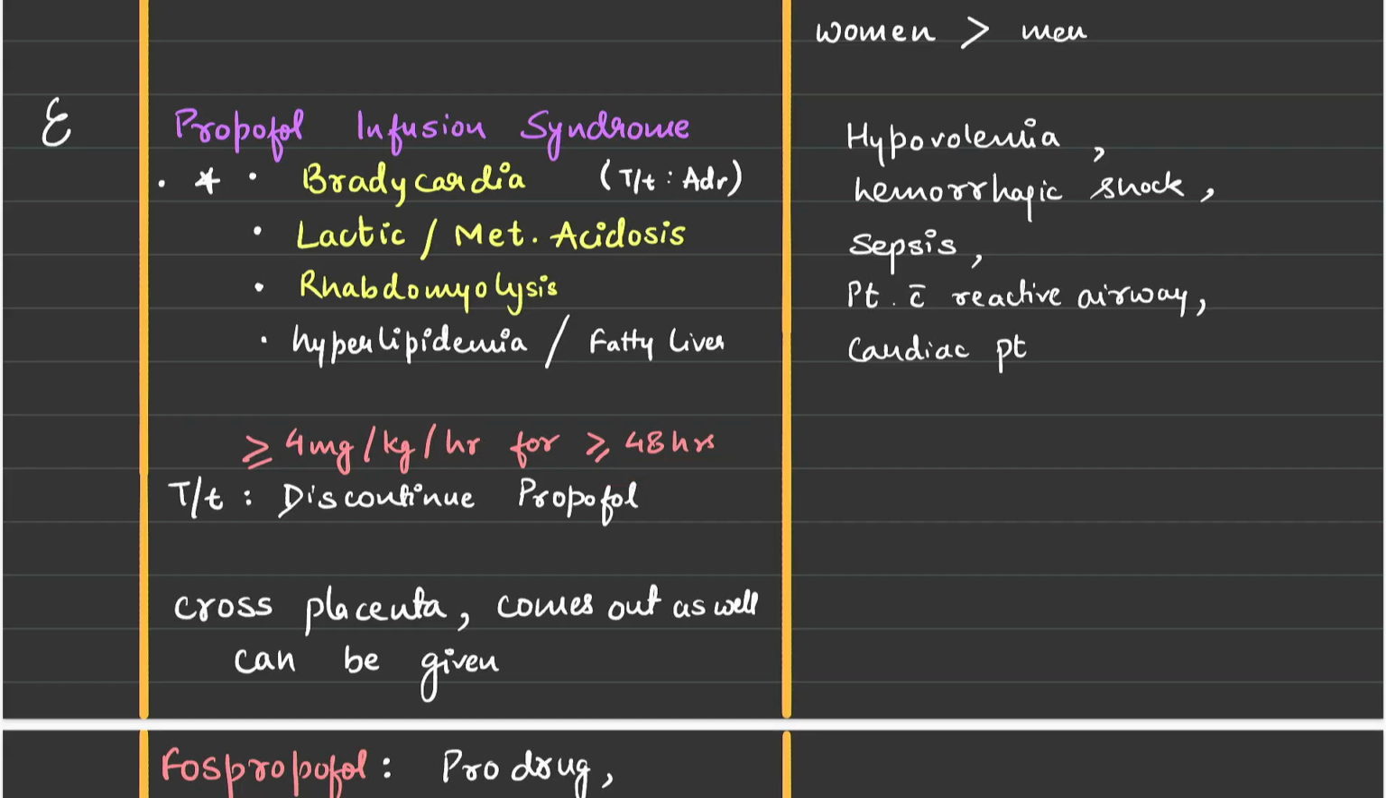So what is the triad seen? Bradycardia, lactic or metabolic acidosis, rhabdomyolysis. There will also be hyperlipidemia or fatty liver. So what we have to do is discontinue the propofol infusion, and if there is bradycardia, we have to treat it with ADR.